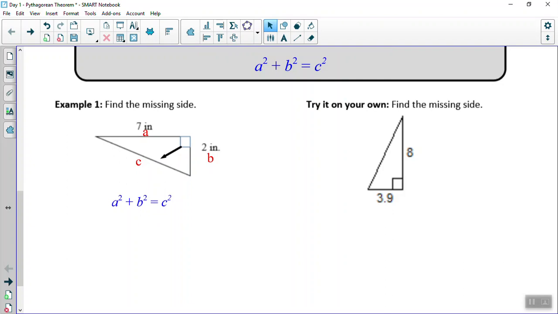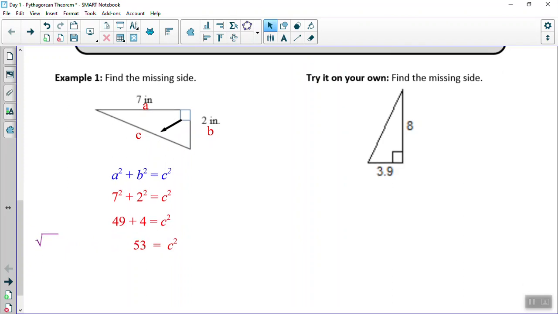And now we're going to fill in the information that we have. Well, we know that A has a value of 7 and B has a value of 2. So I'm going to plug those into my formula. So now I have 7 squared plus 2 squared equals C squared. All right, so I'm going to evaluate this. So 7 squared, 7 times 7 is 49, and 2 squared, 2 times 2 is 4. So the Pythagorean theorem says that if I add these two numbers up, it will give me the square of this side. So 49 plus 4 gives me 53.